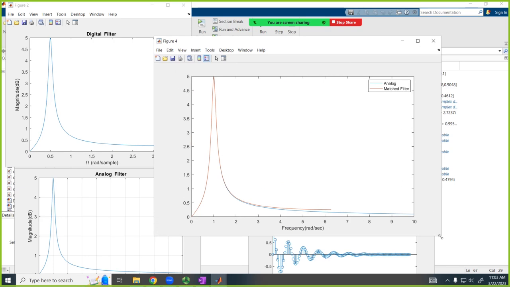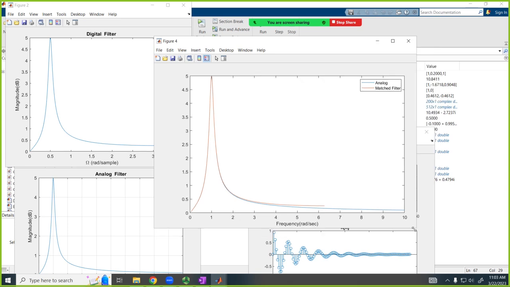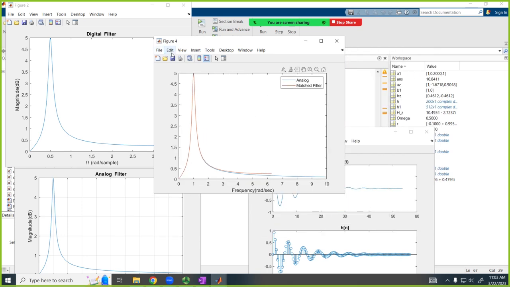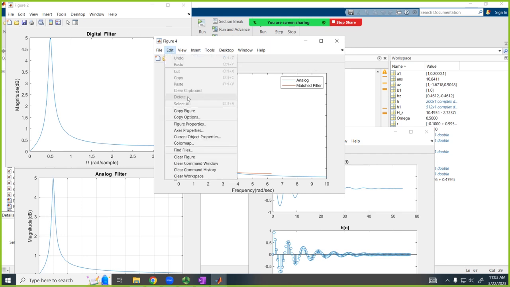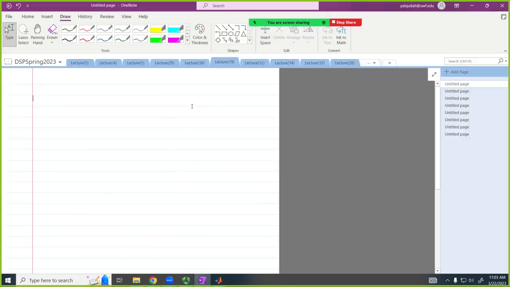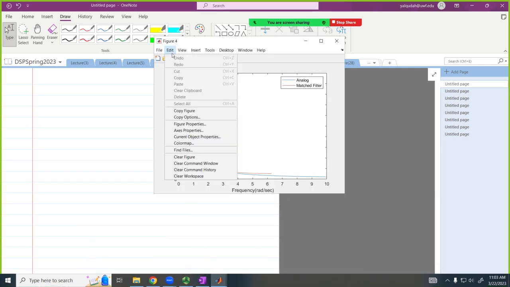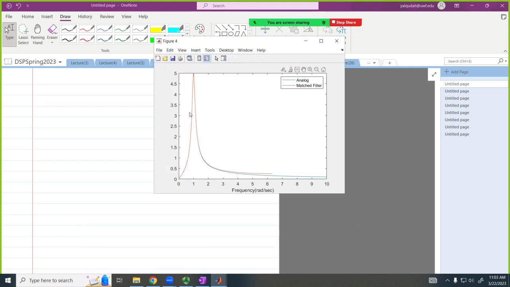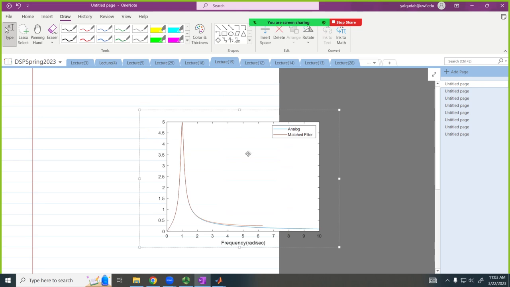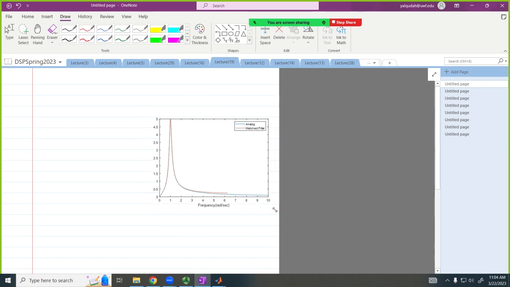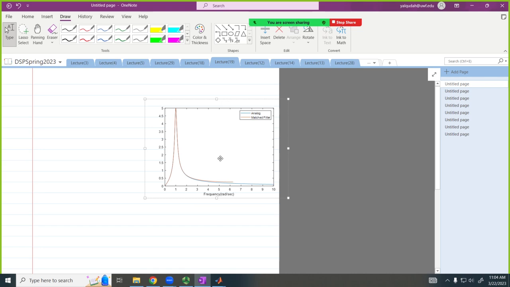And you can see when we put the two filters together, what do we notice? They're pretty close, very close, but why are they different? Because of aliasing. So keep in mind, even with the matched Z transform, there is aliasing. This is the bandpass filter example that we did at the end of the class.